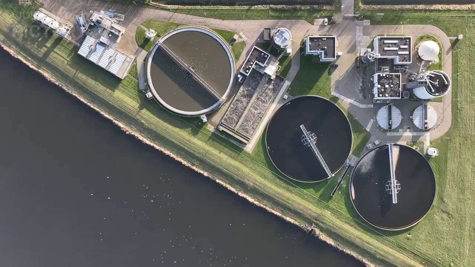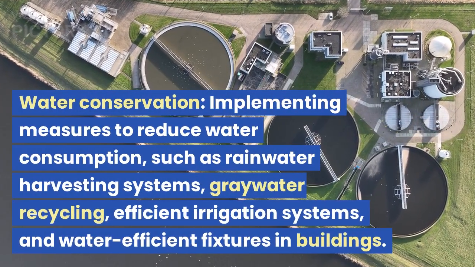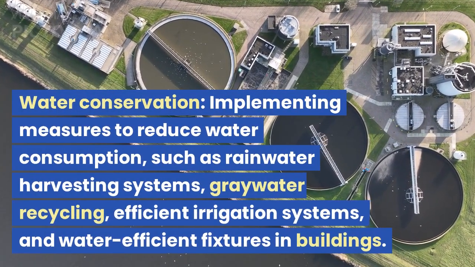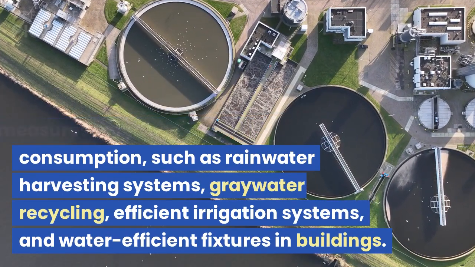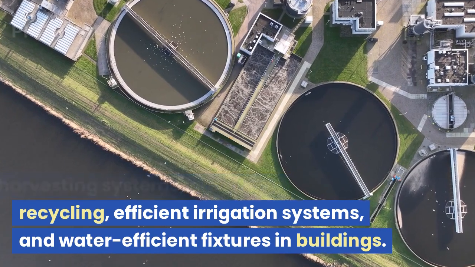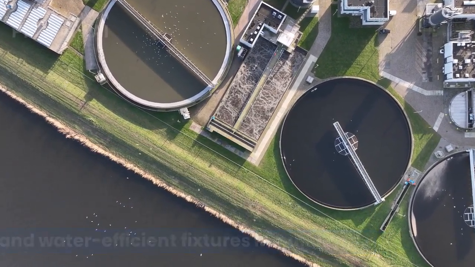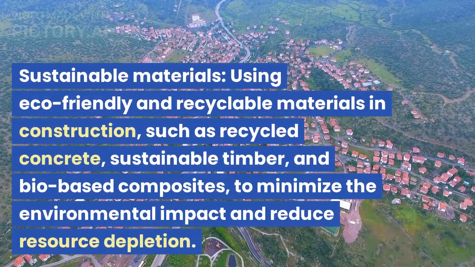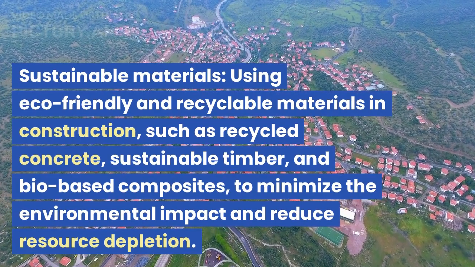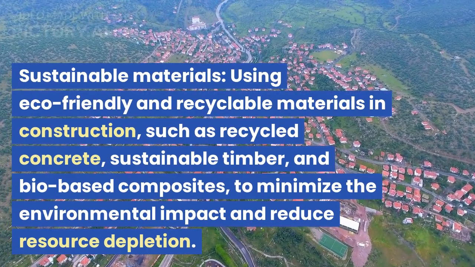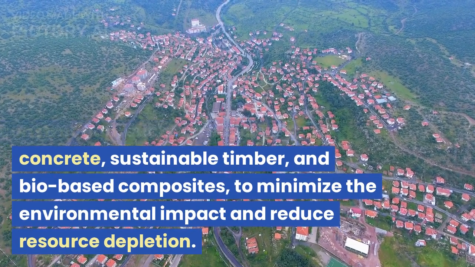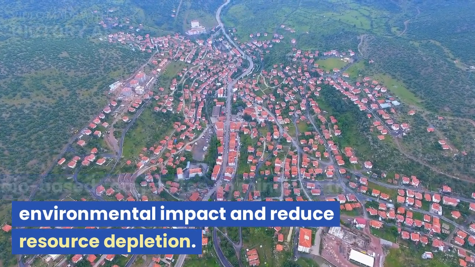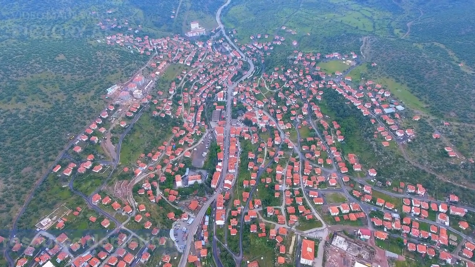and congestion. Water conservation. Implementing measures to reduce water consumption, such as rainwater harvesting systems, greywater recycling, efficient irrigation systems, and water-efficient fixtures in buildings. Sustainable materials. Using eco-friendly and recyclable materials in construction, such as recycled concrete, sustainable timber, and bio-based composites, to minimize the environmental impact and reduce resource depletion.